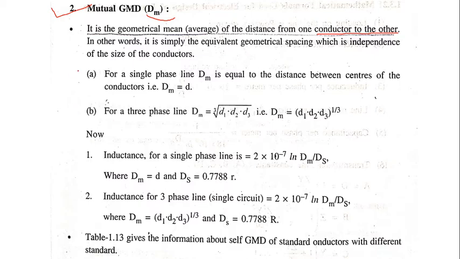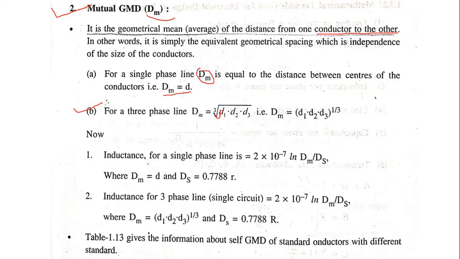Remember this term. Now for the single phase line, DM is equal to the distance between the centers of the conductors, so we can write DM is equal to D, that is the distance between the conductors. And for the three phase line, we can write DM is equal to the cubic root of D1 into D2 into D3, where D1, D2, D3 are the distances between 1 and 2, 2 and 3, and 3 and 1. So DM is equal to (D1 D2 D3) raised to 1 by 3.